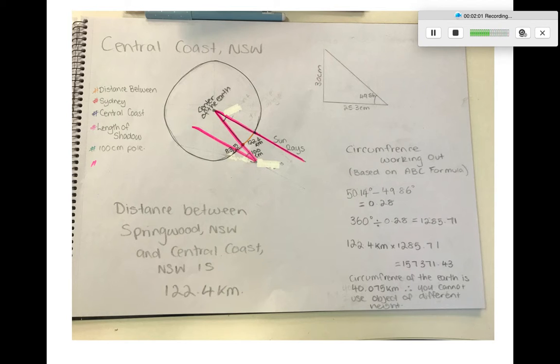So I followed the working out for this experiment, which was to take the two angles from the two different places, subtract them, divide that answer by 360, and then you essentially get a large number which you times by the distance. In all, I got 157,371.43. This is very far off from the actual circumference of the Earth.